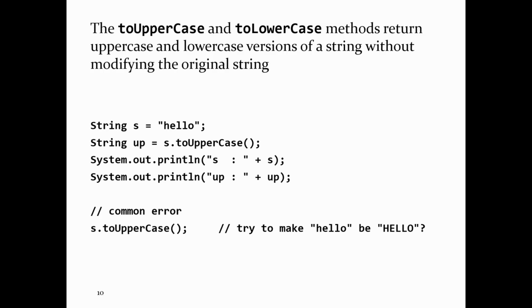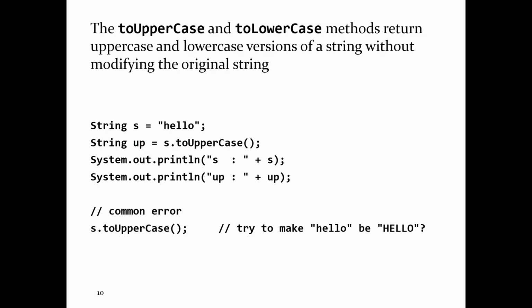So for example, toUpperCase and toLowerCase return uppercase and lowercase versions of a string without modifying the original string. Here's "hello", stored in a variable s. If I want the uppercase version of hello, I can use s and call the toUpperCase method. Remember, it doesn't change s, so s is still hello. If you want the uppercase version of the string, you have to store it somewhere if you're going to use it later on. So I need a variable, up, or something else to store the uppercase version of the string.